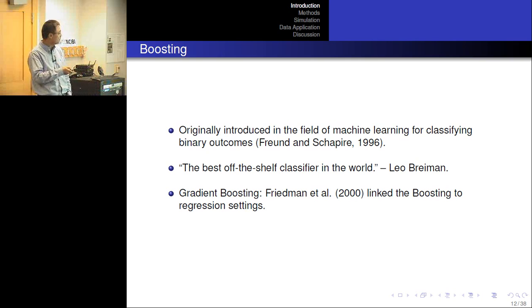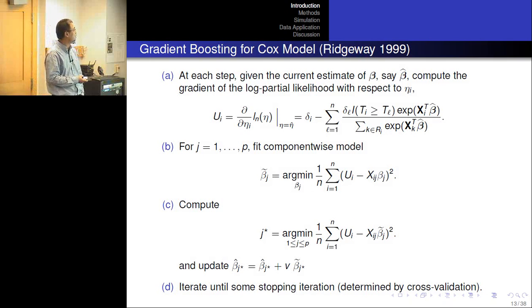And later, people generalized the boosting idea to general loss functions. They proposed the so-called gradient boosting. Then it made boosting much more popular because we can use boosting to solve general regression problems. And for the Cox model, in 1999, Ridgeway developed a gradient boosting algorithm for the Cox regression model. The idea is that, for example, at each step, given the current estimate of beta, they compute the gradient of the log partial likelihood with respect to eta.